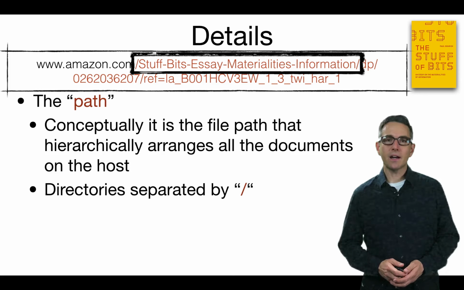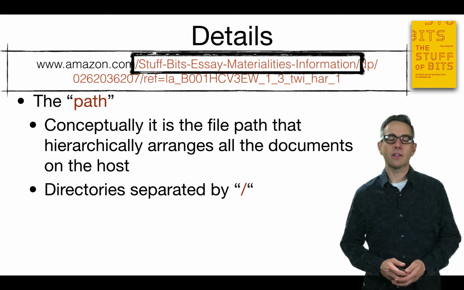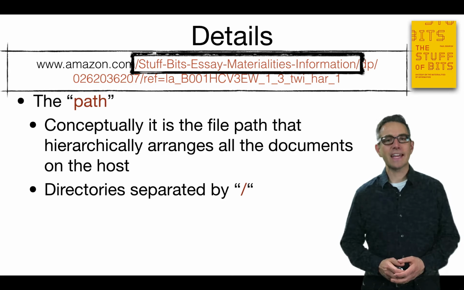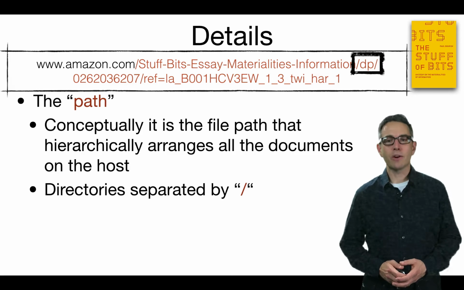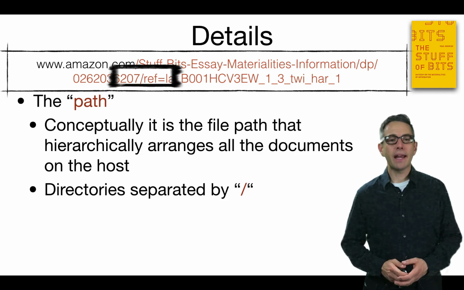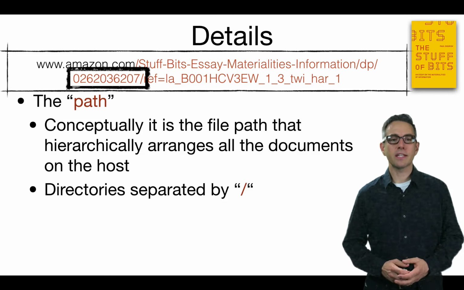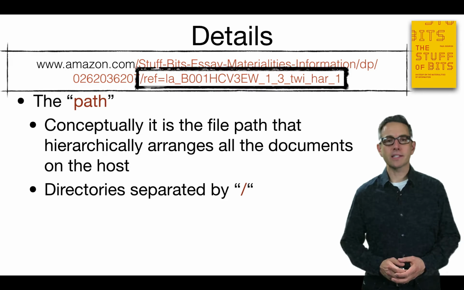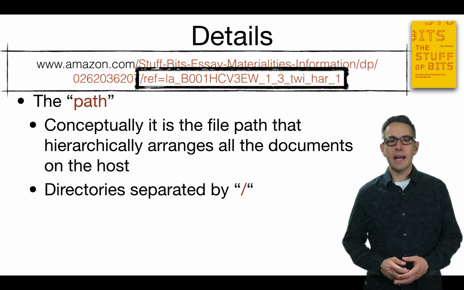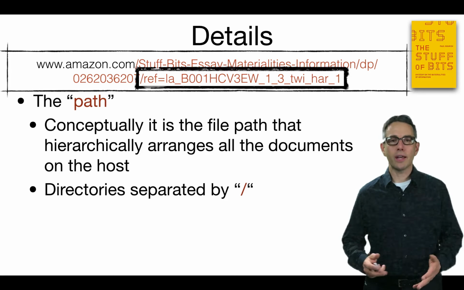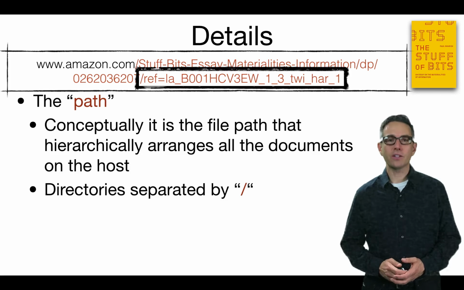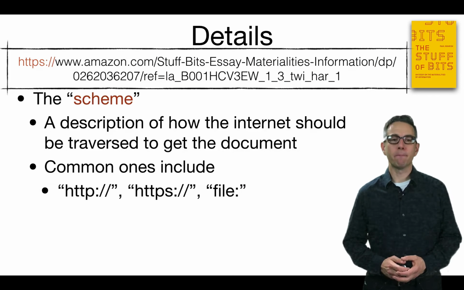So for example, in this hierarchy, we have three different levels. The first level appears to be a directory called stuff-bits-sa-materialities-information. That appears to be followed by a subdirectory called dp, followed by another subdirectory with a number, 02620362207, and then finally we have the resource itself that we're interested in obtaining. And this ref equals with that code name there apparently is a file that we are accessing that has all the information about this book that we might be interested in.